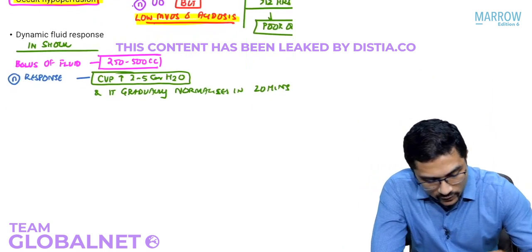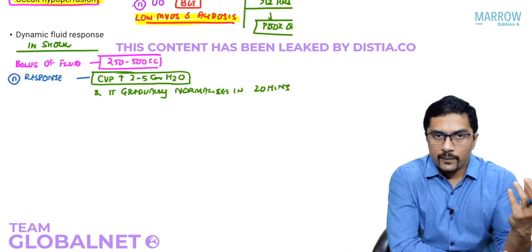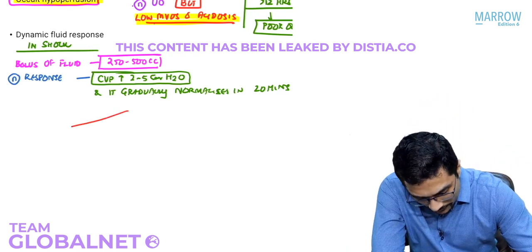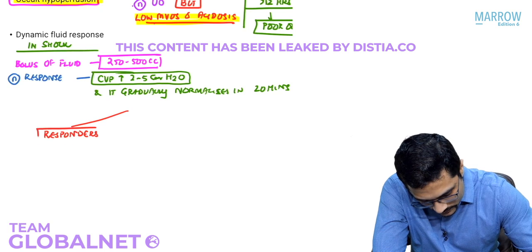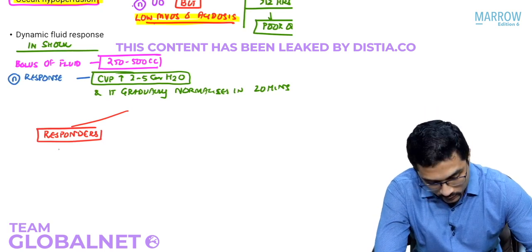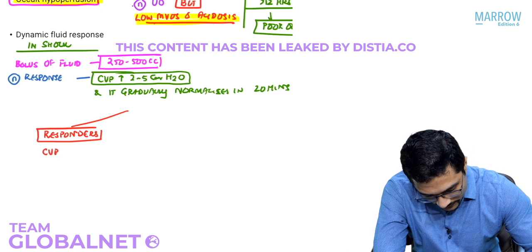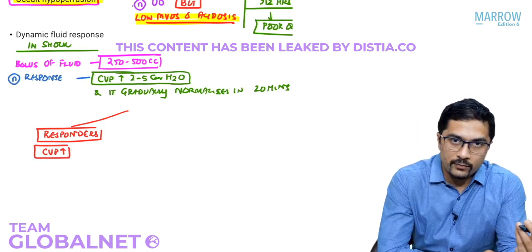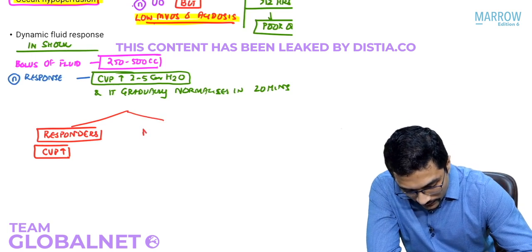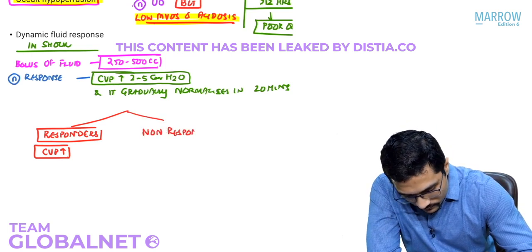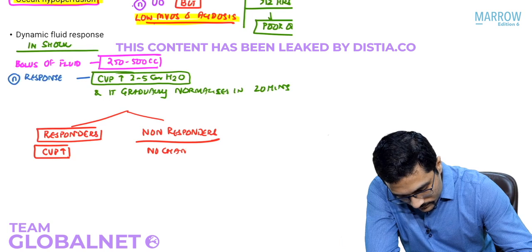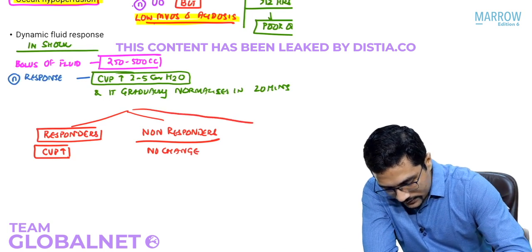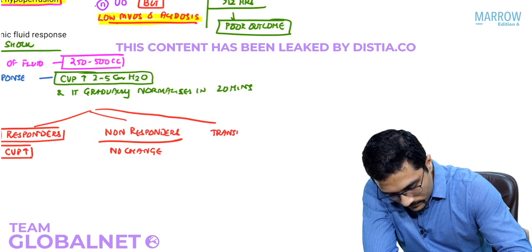Now there can be 3 types of responses in a patient with shock. Once you give this fluid, you can have responders. Responders, I've just told you that there will be a CVP rise and it will then normalize. Then you can have non-responders, when there is no change. And you can have transient responders.